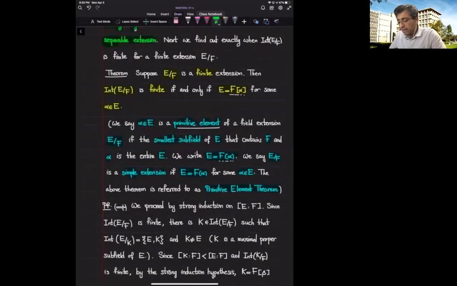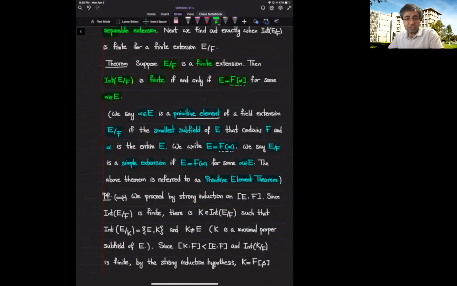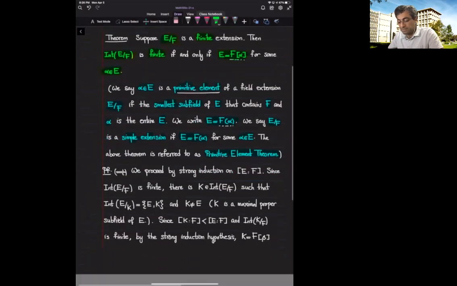The next theorem tells us that when E over F is a finite extension, then the number of intermediate subfields is finite precisely when E can be generated by a single element over the base field. So if I can find some alpha and generate E by F and alpha, then I can deduce that the number of intermediate subfields is finite and vice versa. Before getting into the proof, let me introduce some notation that is going to be used later on.